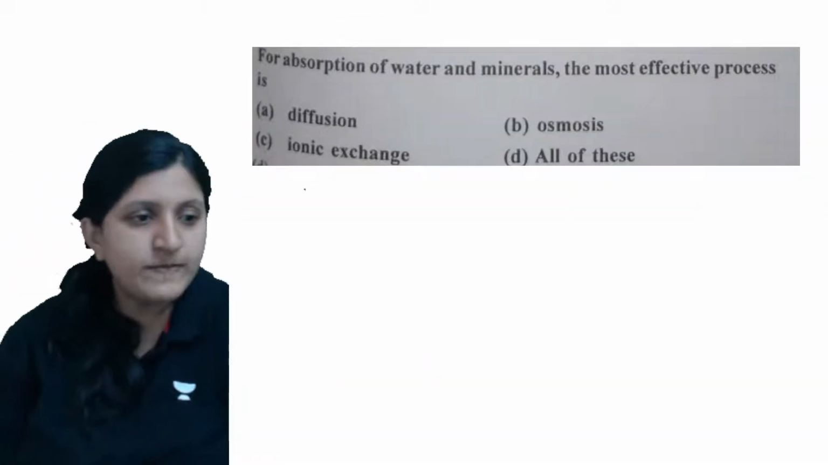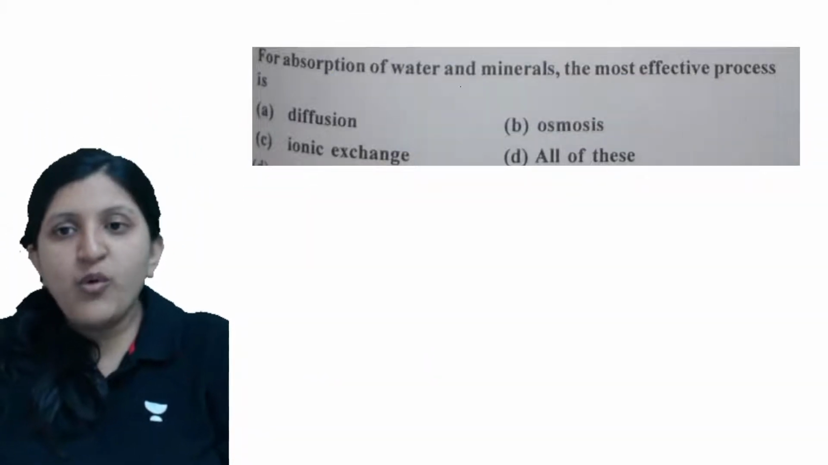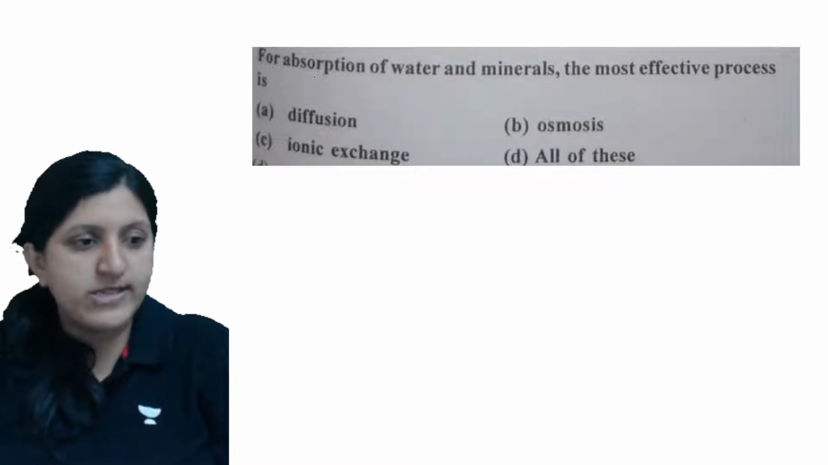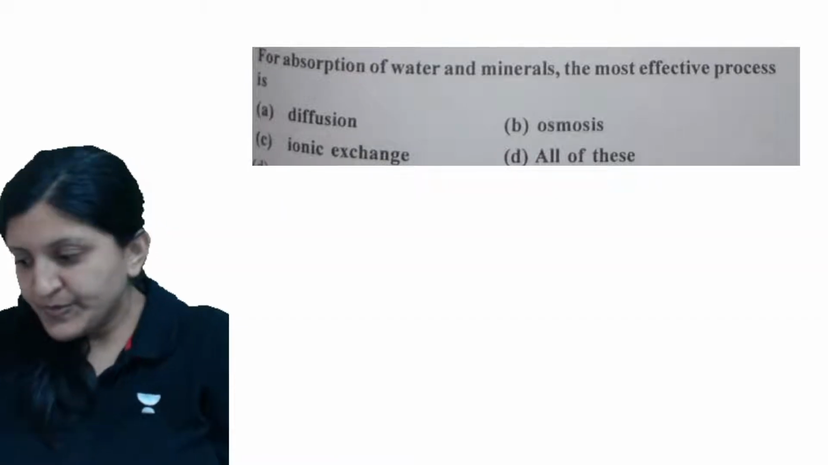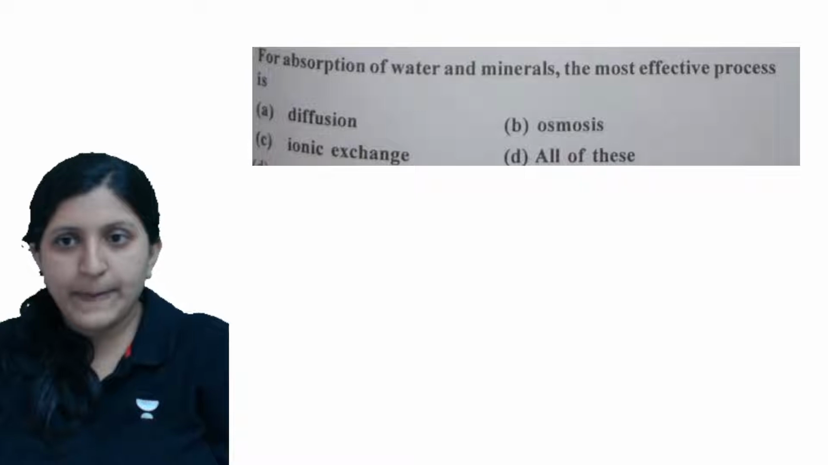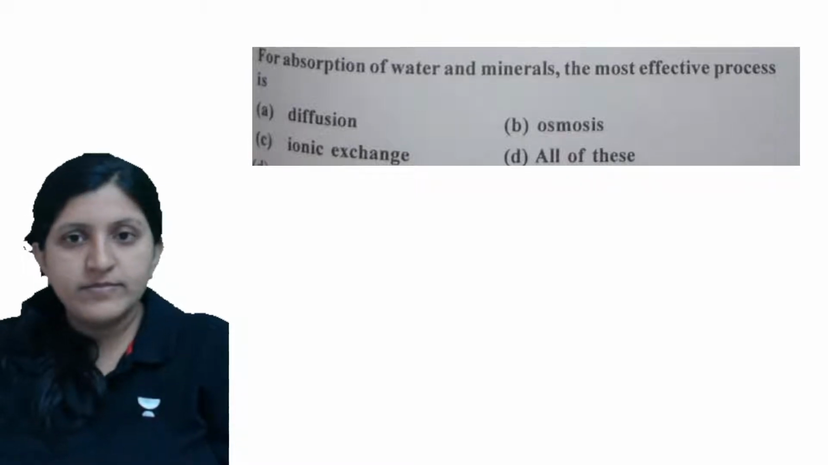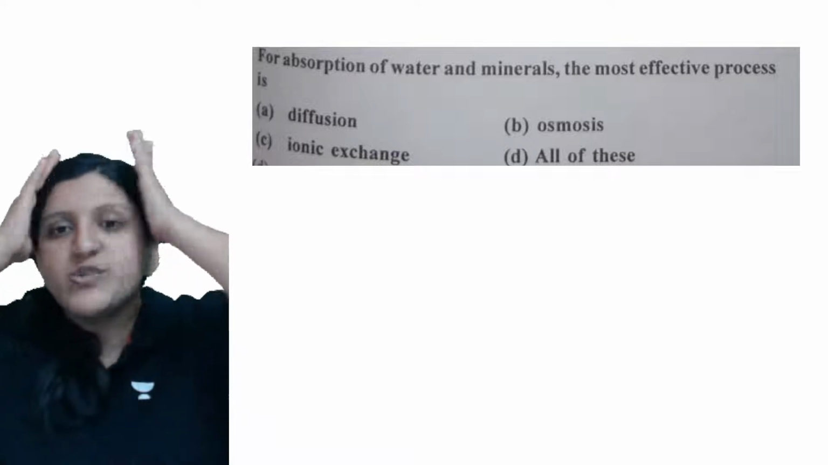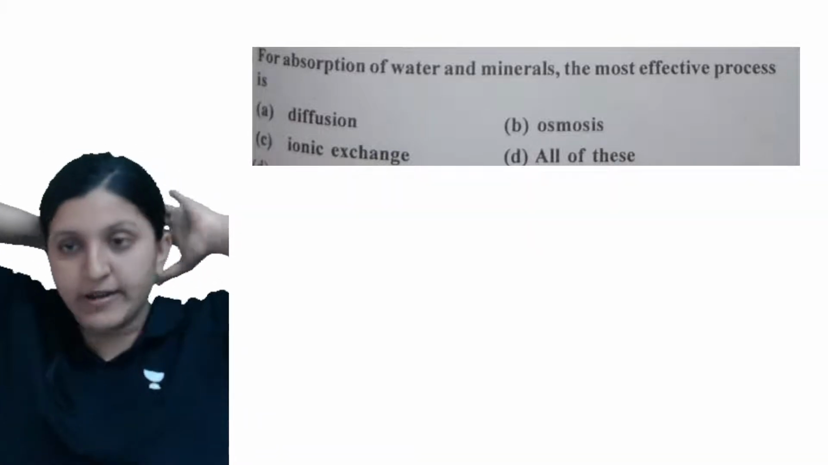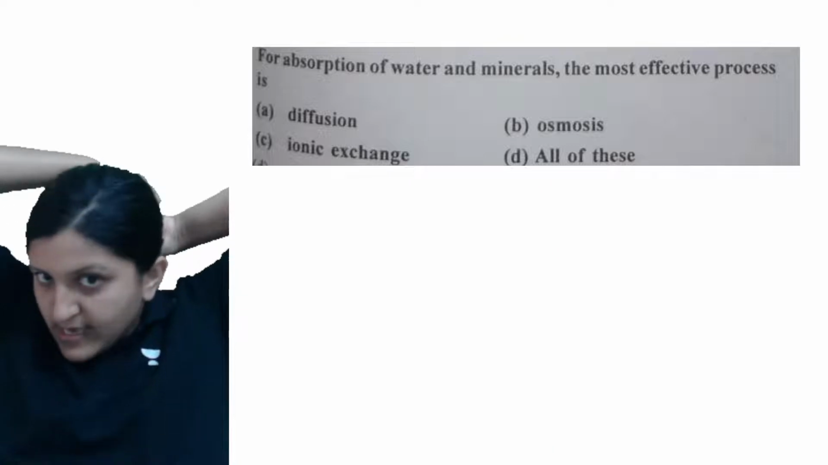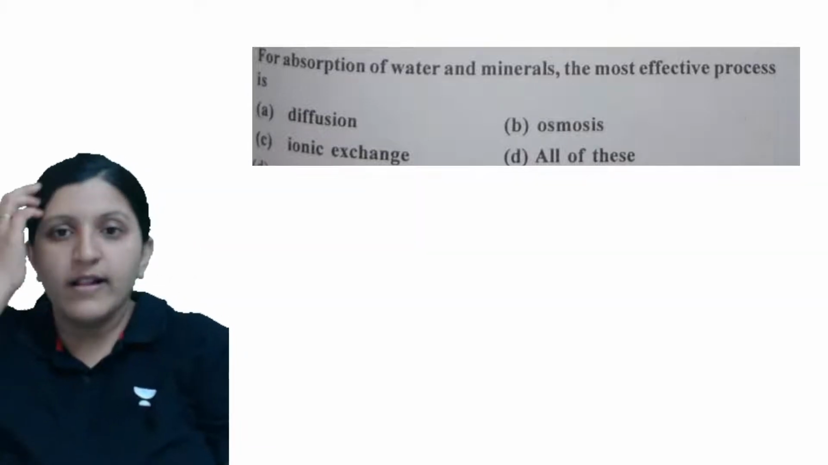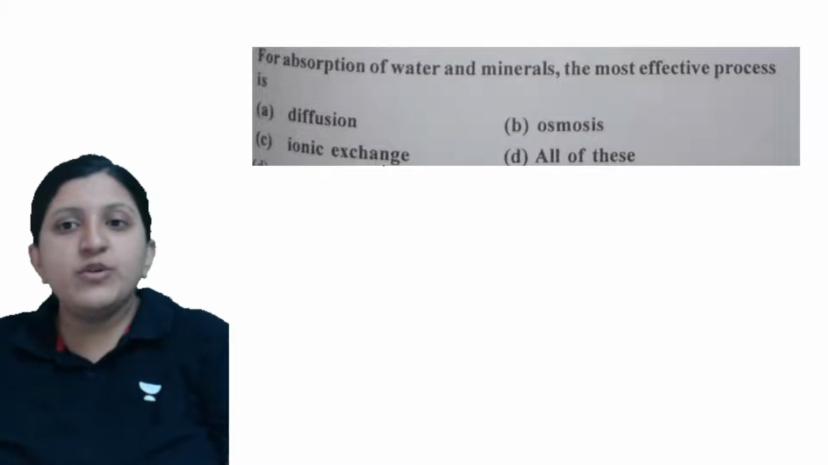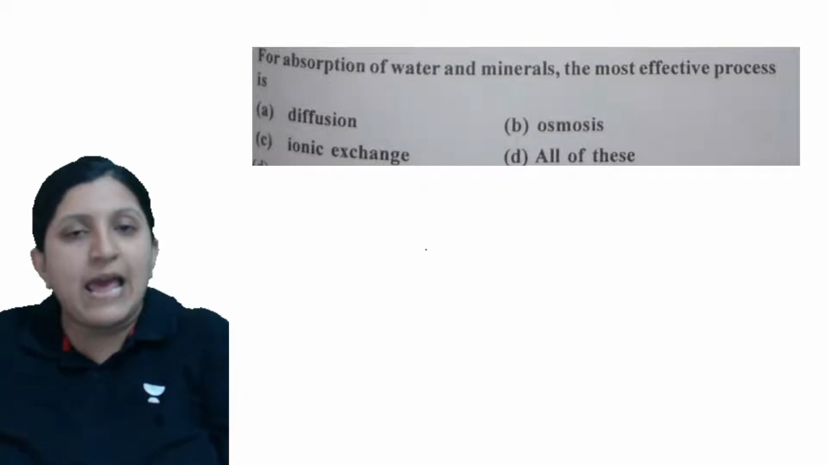So moving on to the next one. For absorption of water and minerals, the most effective process is: diffusion, osmosis, ionic exchange, or all of this. This is with respect to absorption of water and minerals, and the most effective process is asked here. As it is mentioned, water and minerals, so this can be all of this.